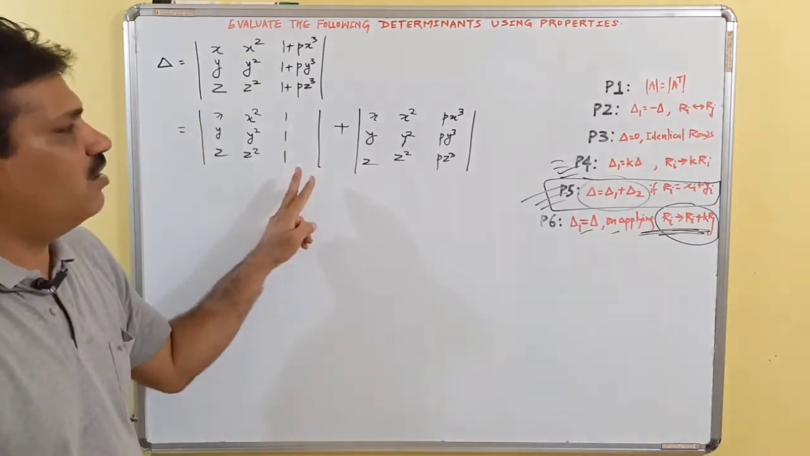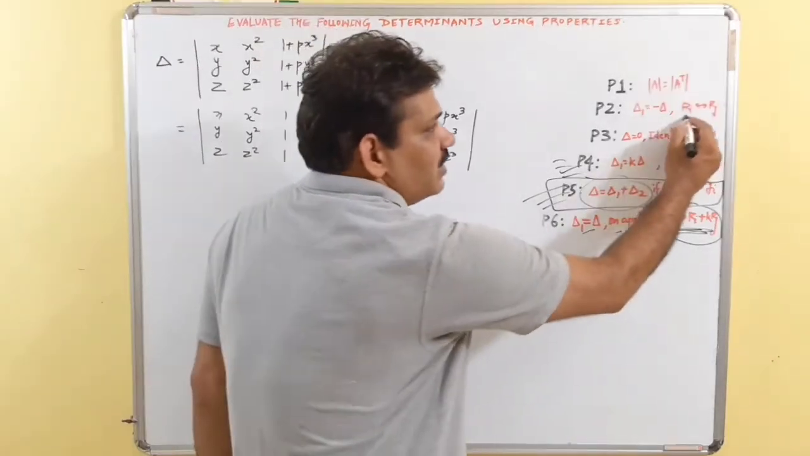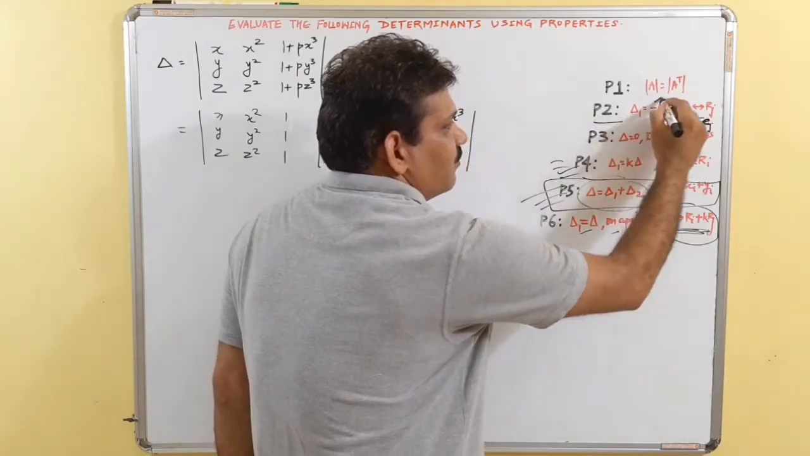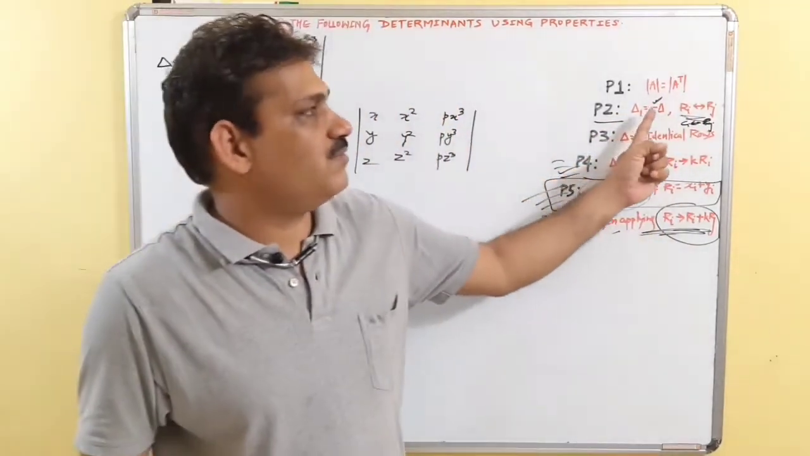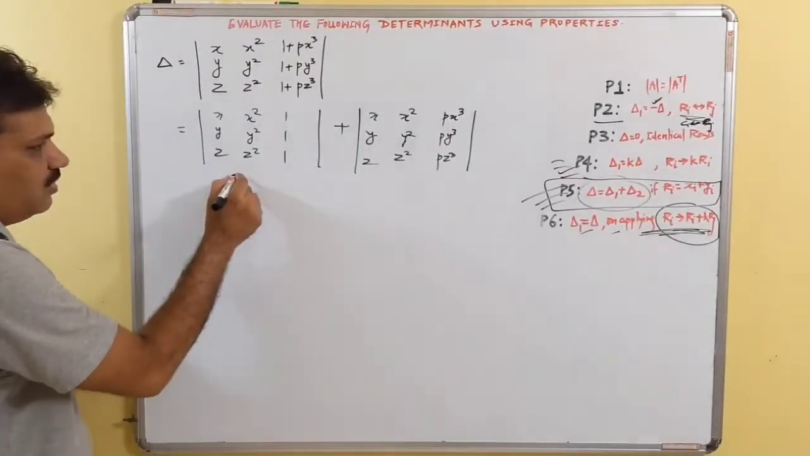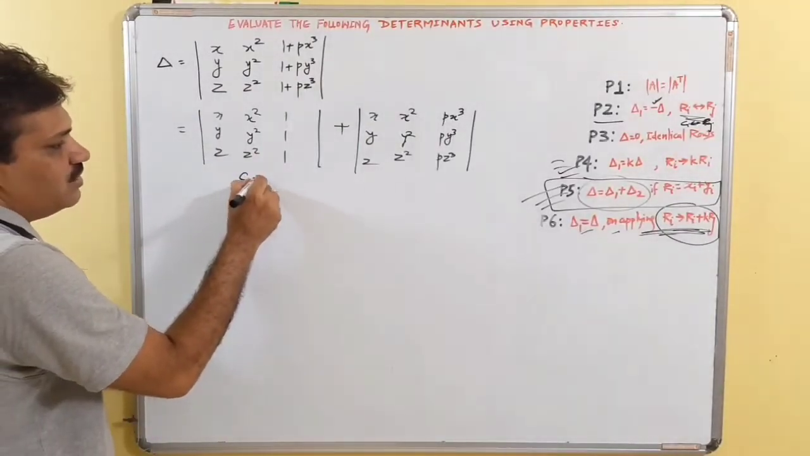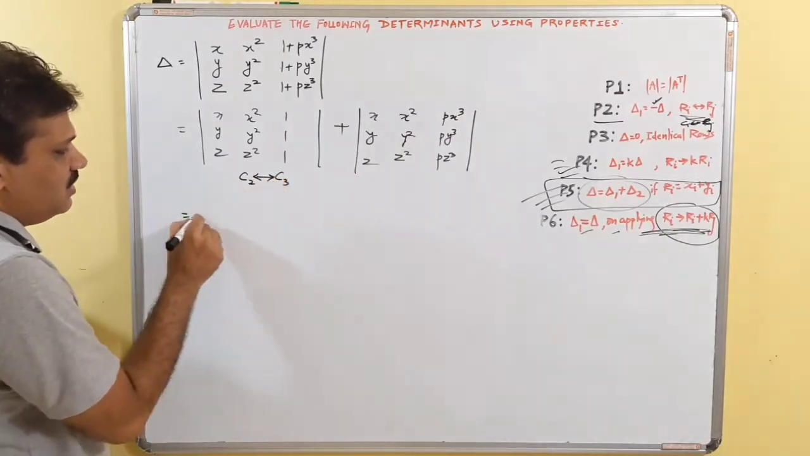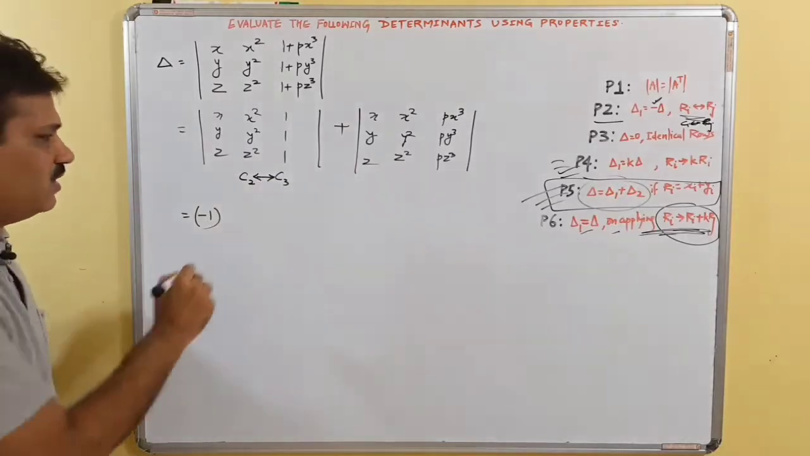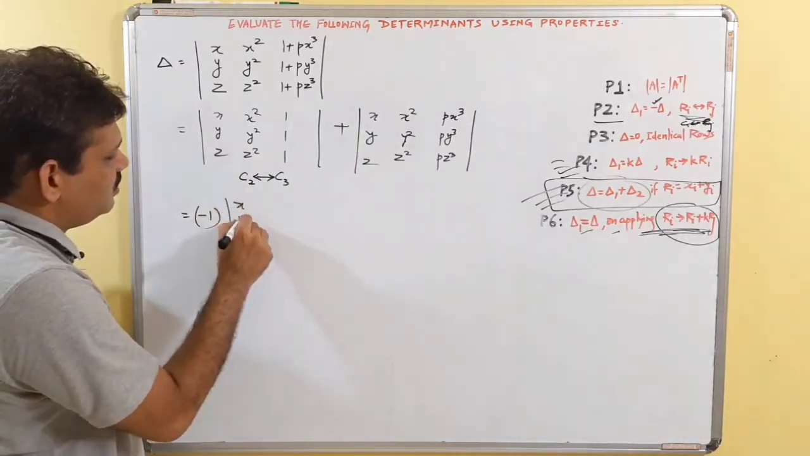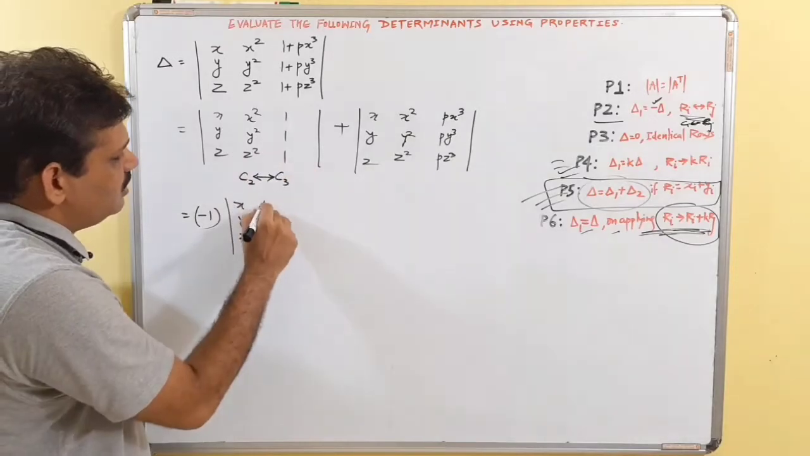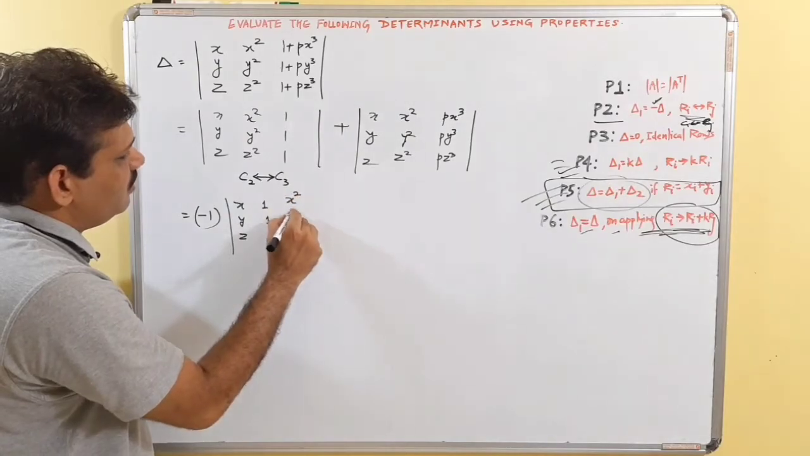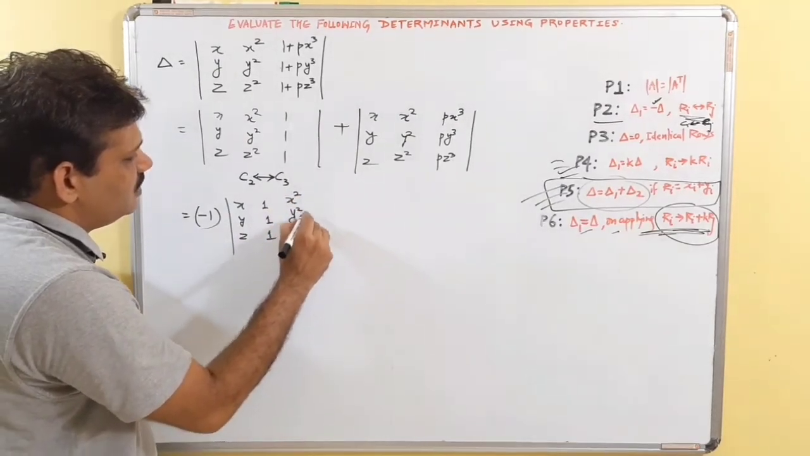If we interchange any two rows or two columns, the value of the determinant remains the same but its sign changes. So here C2 is interchanged by C3, which gives us minus 1. C1 has no change: x, y, z. C2 and C3 are interchanged, so 1 1 1 is here and this goes here: x square, y square, z square.